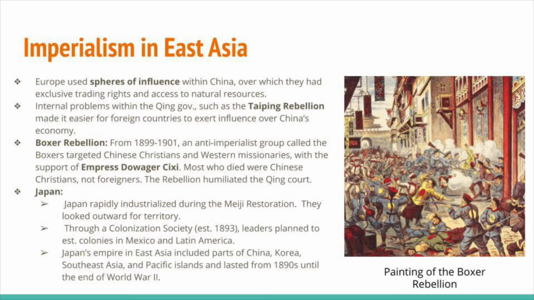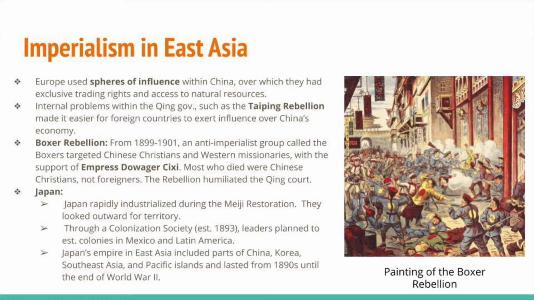Imperialism in East Asia. Europe instituted spheres of influence within China, which were areas over which they had exclusive trading rights and access to natural resources. Internal problems within the Qing government made it easier for foreign countries to exert influence over China's economy.